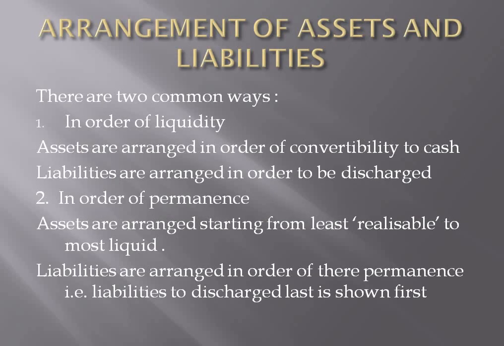There are two ways of arrangement of assets and liabilities in a balance sheet. The first one is in order of liquidity, where the assets are arranged in order of convertibility to cash and the liabilities are arranged in order of discharge. Then the second one is in order of permanence. Assets are arranged starting from least realizable to most liquid, and liabilities are arranged in order of their permanence, that is, liabilities to be discharged last are shown first.